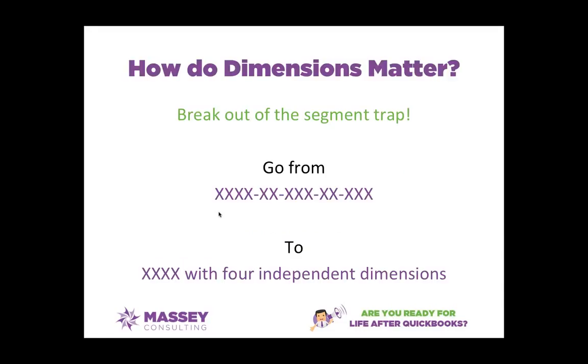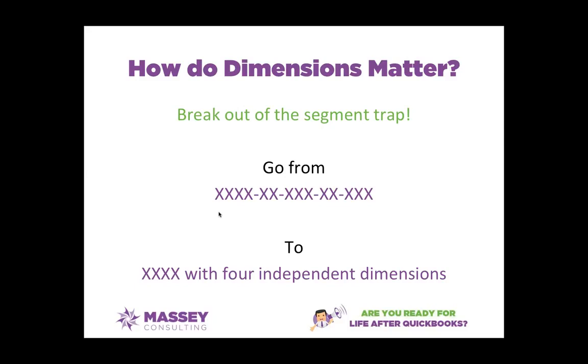So here's an example of breaking out of that segment trap. You could go from what you see here with the 5 different segments. First one being the natural account number, maybe departments, divisions, locations, and product lines. So you go from a long string like that where you can see, gosh, every time I add a product line, every time I add a department, if I want to rearrange, if we build a new location, oh goodness, we're going to have all of these accounts that we're going to have to create inside of our traditional system.